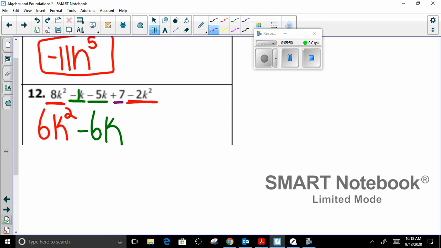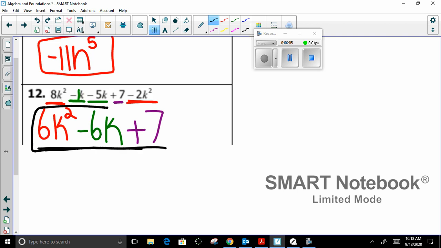This constant number has nothing else to go with it, so I'm going to throw it on the end. Now let's look at the expression that I have left. Can I subtract or add anything else? I cannot, because they are not like terms. That is my final answer.